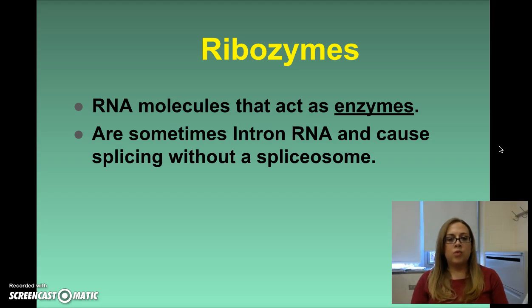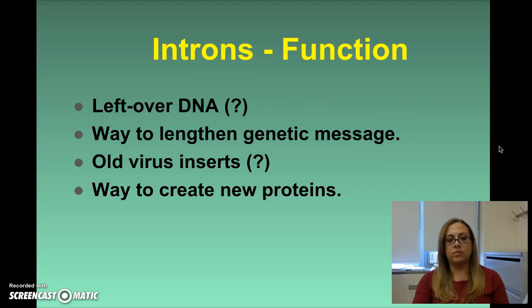So ribozymes are going to be RNA molecules that act as enzymes, and they're sometimes intron RNA, and they cause splicing without a spliceosome. Okay, so ribozymes are RNA molecules that can act as enzymes, and they are sometimes contained within the intron RNA, and so they can actually cause this splicing to happen without the need of a spliceosome.